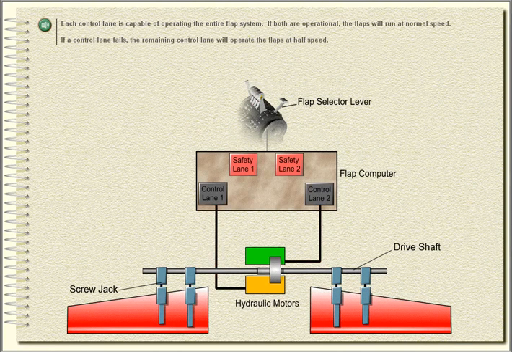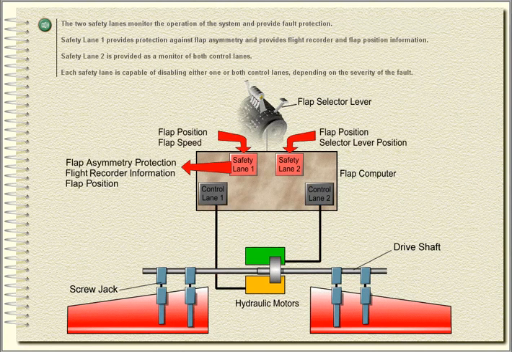Each control lane is capable of operating the entire flap system. If both are operational, the flaps will run at normal speed. If a control lane fails, the remaining control lane will operate the flaps at half speed.